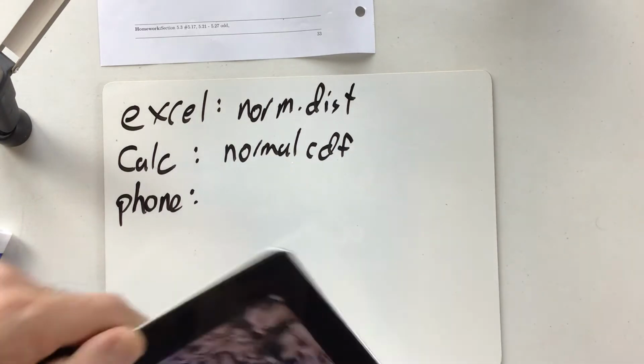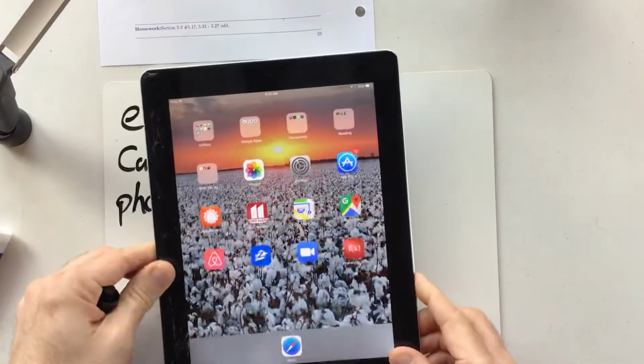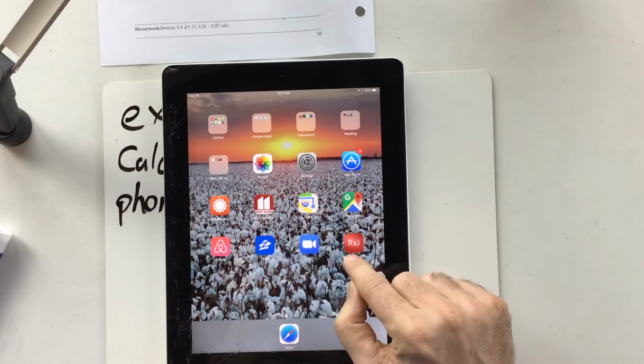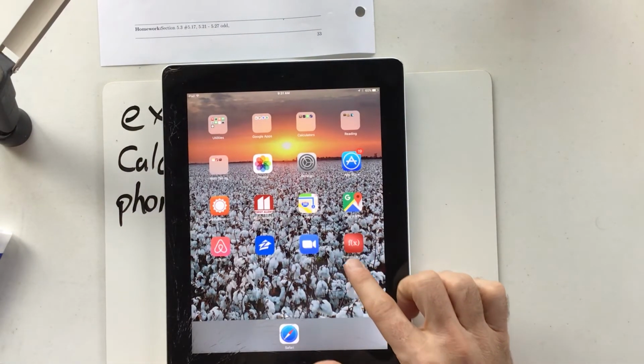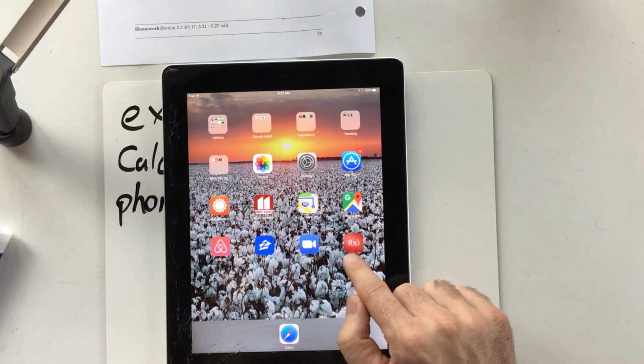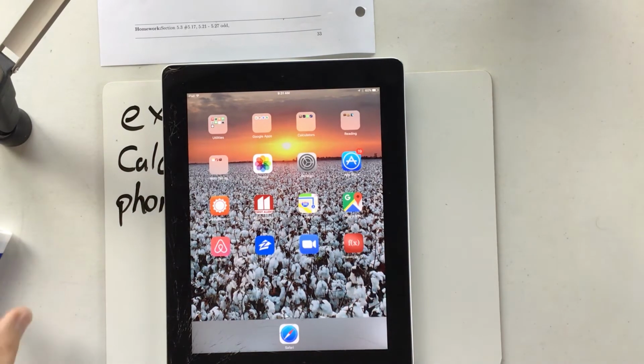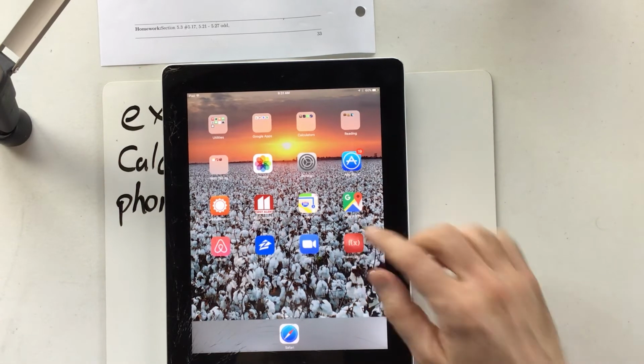So what phone app am I going to use? Well, I'm going to put it on my iPad, so hopefully you can see it a little better. I'm going to use this app, this red one right here, that says Probability Distributions. And you can go get this from the App Store. I believe it's available on both. And there are lots of other probability distribution apps if you want to choose a different one.